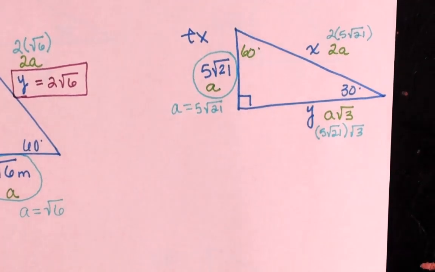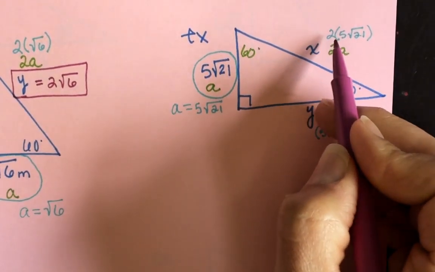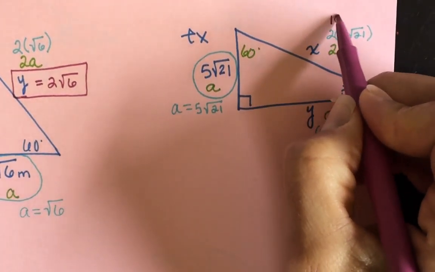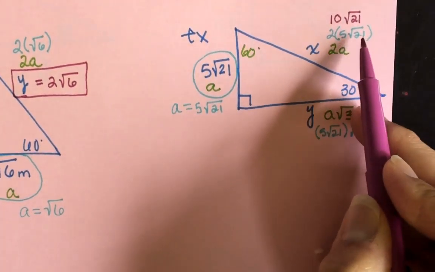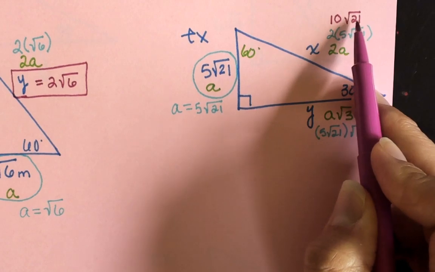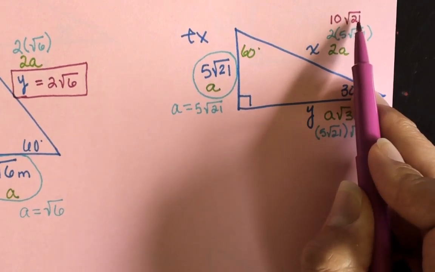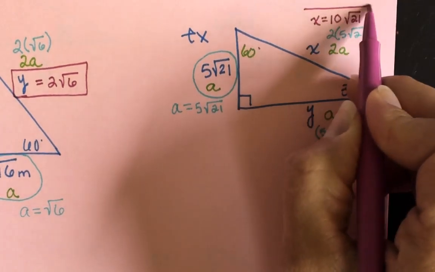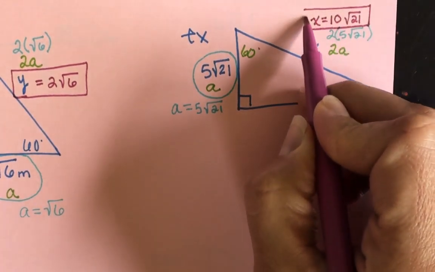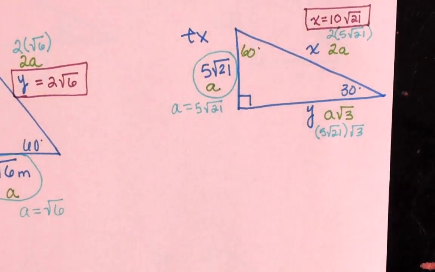When we multiply like terms up here, 5 times 2 is going to give us 10 and a radical 21. Now remember, 21 is only 3 times 7. Well, they're both prime numbers, so that's not going to simplify any further. So our answer for the hypotenuse is 10 radical 21.